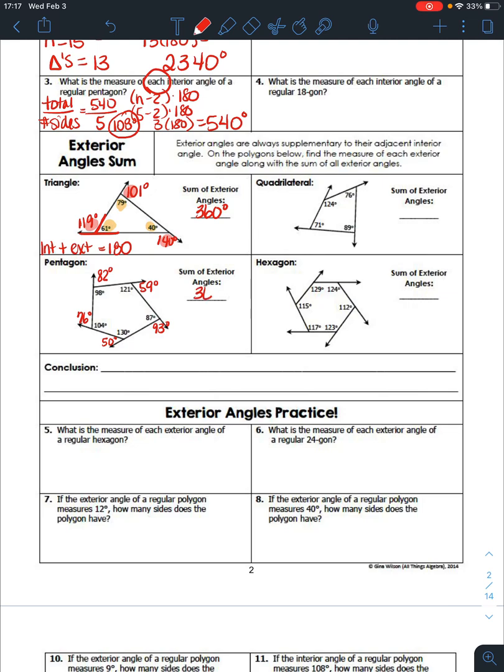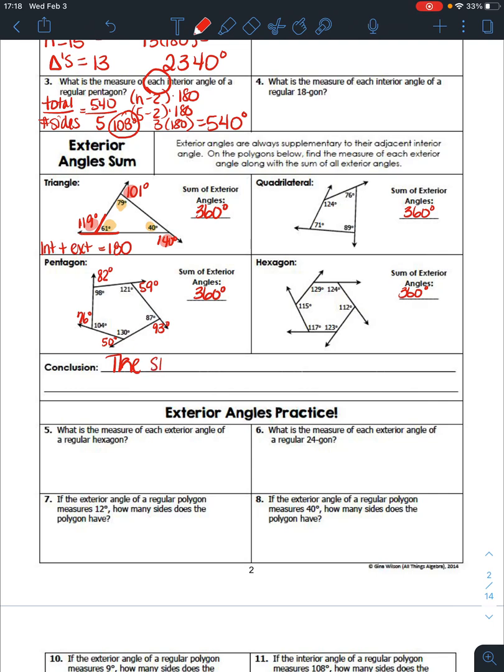But if you add them all up, you know what you get? You still get 360. And so that's what happens: the more sides there are, the smaller the exterior angles get, the bigger the interior angles get. If you were to continue that, the sum of the exterior angles of a quadrilateral is 360. The sum of the exterior angles of a hexagon, 360. The sum of the exterior angles of any shape is always 360.